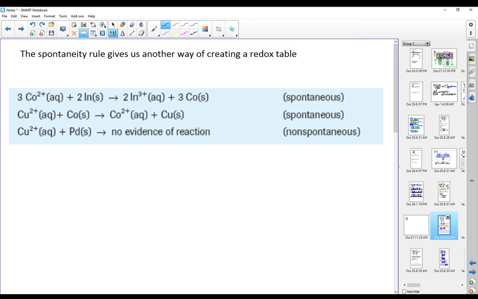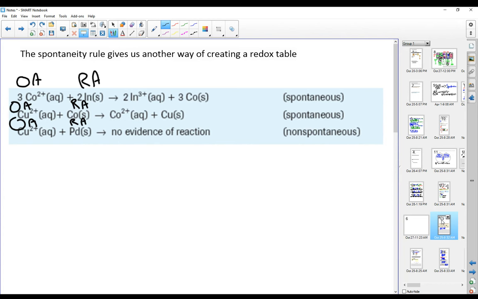Now, when we look at our first reaction here, we have Co2+ reacting with iron solid, and the reaction is spontaneous. What that means is that this is our oxidizing agent, this is our reducing agent, and the second one is also spontaneous, which means that Co2+ is our oxidizing agent, and Co is our reducing agent. And then the bottom one is non-spontaneous. However, Cu2+ is our oxidizing agent, and Pd solid is our reducing agent.